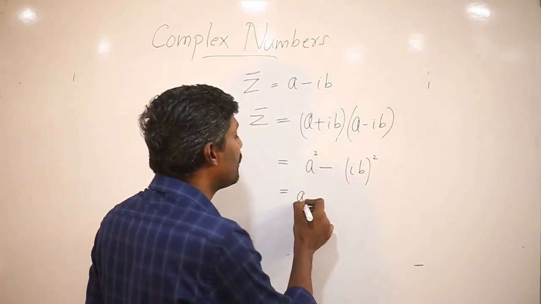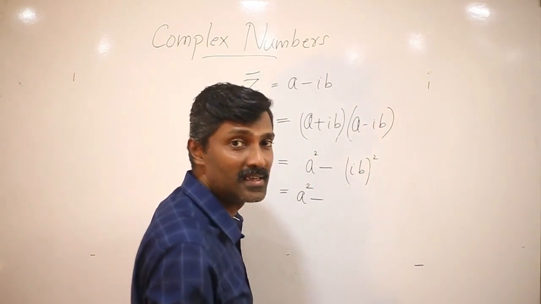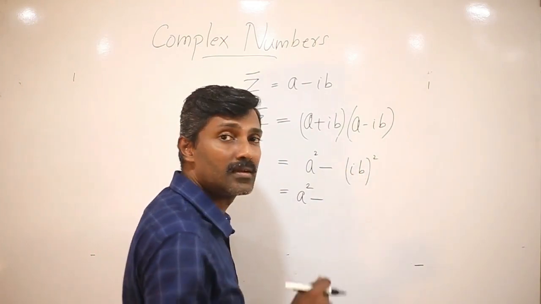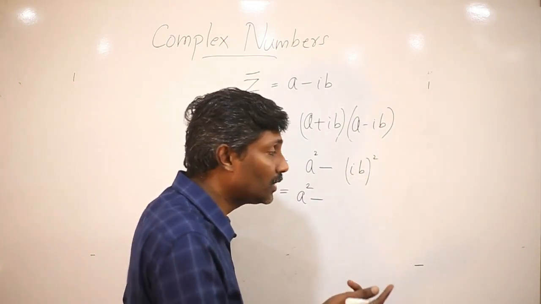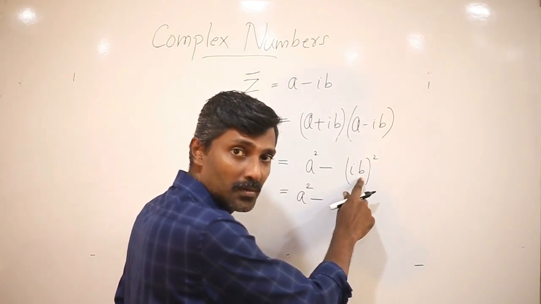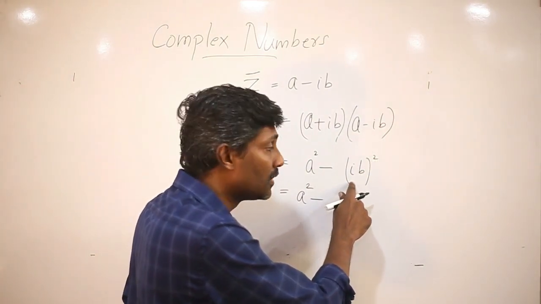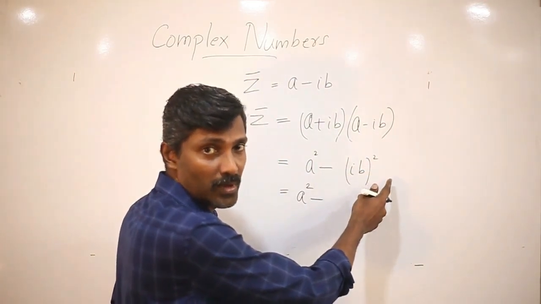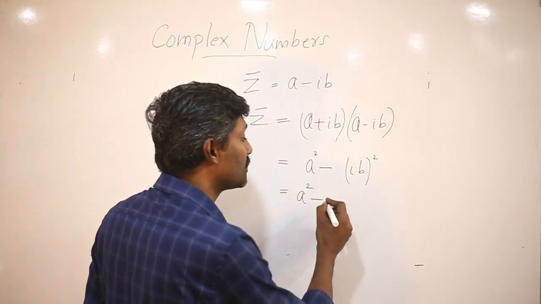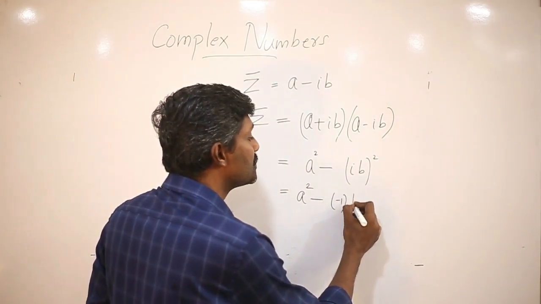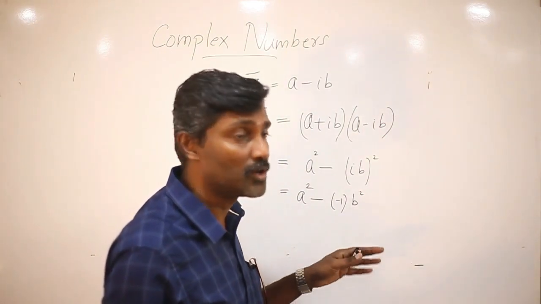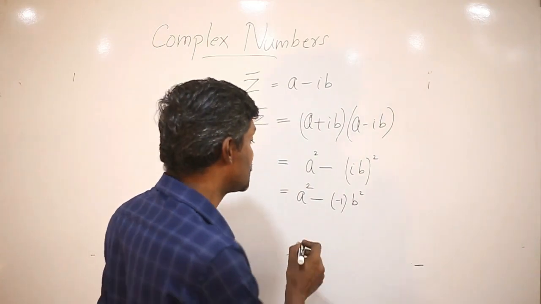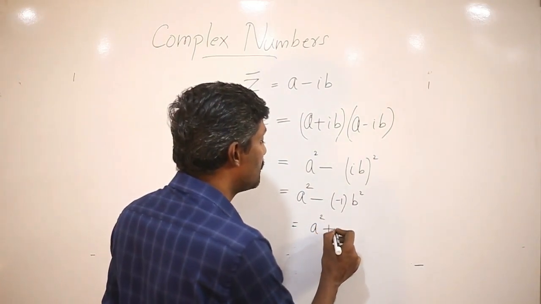Now we all know that the value of i square is minus 1, right? So when we square this term, (ib) square, we get i square into b square. Okay, we apply the square for each of the terms. Square of i is i square, square of b is b square. So this becomes i square b square. And the value of i square is minus 1, right? So this becomes minus 1 into b square. I have just substituted the value of i square, which is minus 1. Now what is minus of minus 1? It becomes plus. So you get a square plus b square.